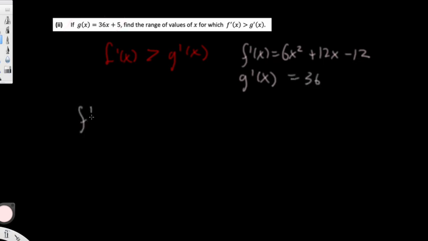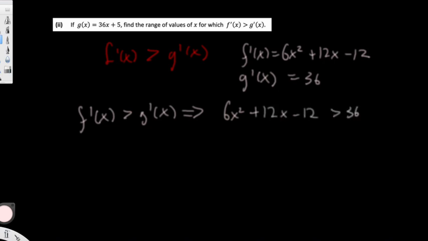So now what we're going to do is say f prime of x is greater than g prime of x. That means that 6x squared plus 12x minus 12 is greater than 36. And we bring the 36 over, and we've got that 6x squared plus 12x minus 48 is greater than 0.